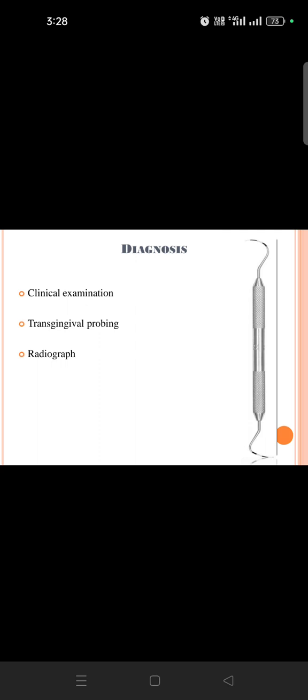Now coming towards the diagnosis. Furcation involvement can be diagnosed in 3 ways. First is clinical examination, then transgingival probing, and third is radiographic examination. And for checking furcation involvement, the probe which we use is the Nabers probe.